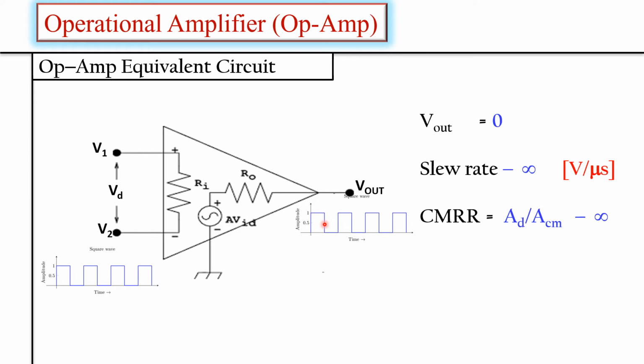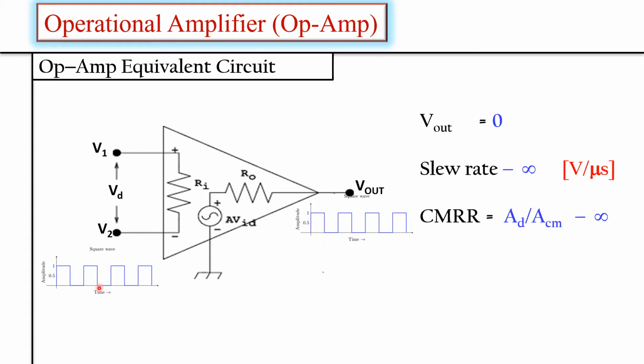It is particularly useful when we apply a square wave. Let us say we have applied a square wave at the input of this op-amp. At the output we will get a waveform that varies from 0 to the saturation voltage. So the ideal op-amp should be able to reach from 0 volt to the saturation voltage in 0 time.